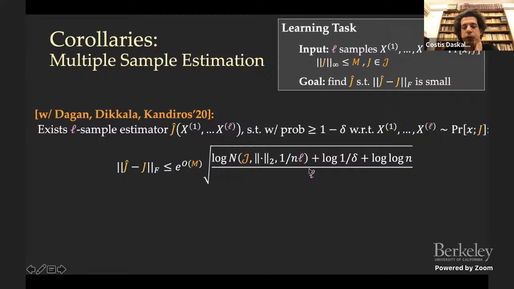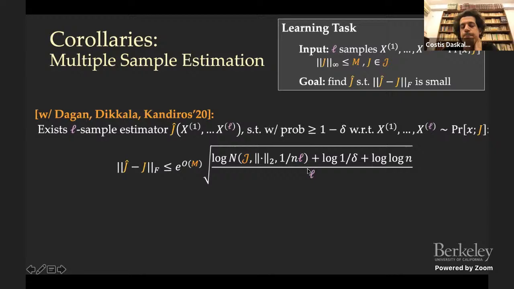But the important thing is that now you get a boost. In your denominator, you get L, the number of samples that you got, at the small expense, and I'll say why this is small, that the covering number you're looking for is not with radius 1 over n, but with radius 1 over n times L. So you're looking at a tighter cover now of the space of matrices. Now you divide the error by root L. The reason this is good is that typically the impact of this factor of L is logarithmic in L, while this is 1 over root L. So you're gaining by doing this.